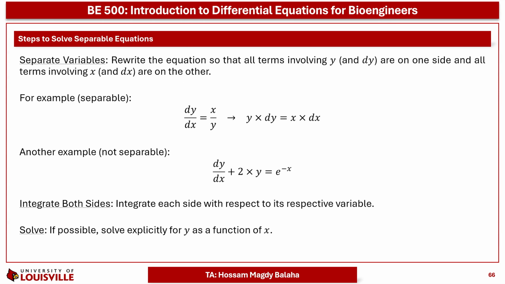So how do we solve separable equations? First, separate variables by rewriting the equation so that all terms involving y and dy are on one side, let's assume the left side, and all other terms involving x and dx are on the other. So if we have a function like that, simply we have dy, dx, x, and y. Let's try to separate them. We can simply move y to the left side and move dx to the right side to be rewritten like that: y multiplied by dy, x multiplied by dx. So in this case, it is a separable differential equation.